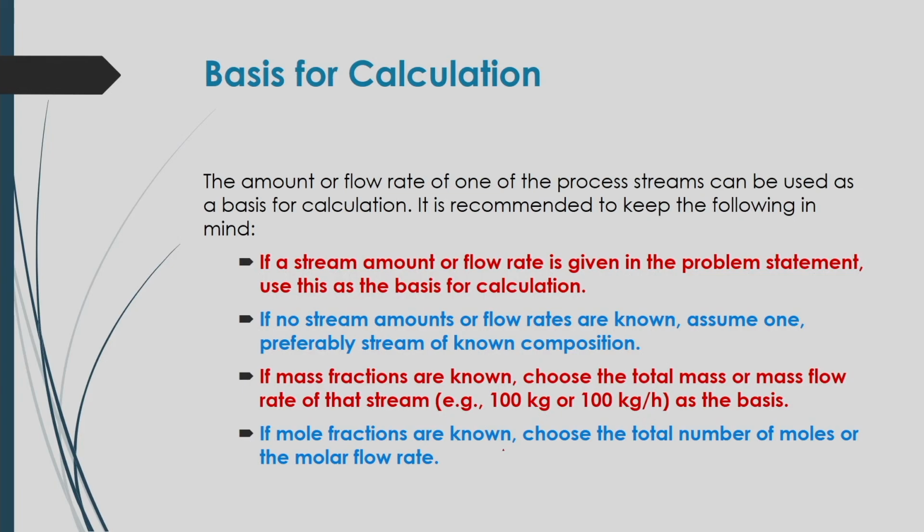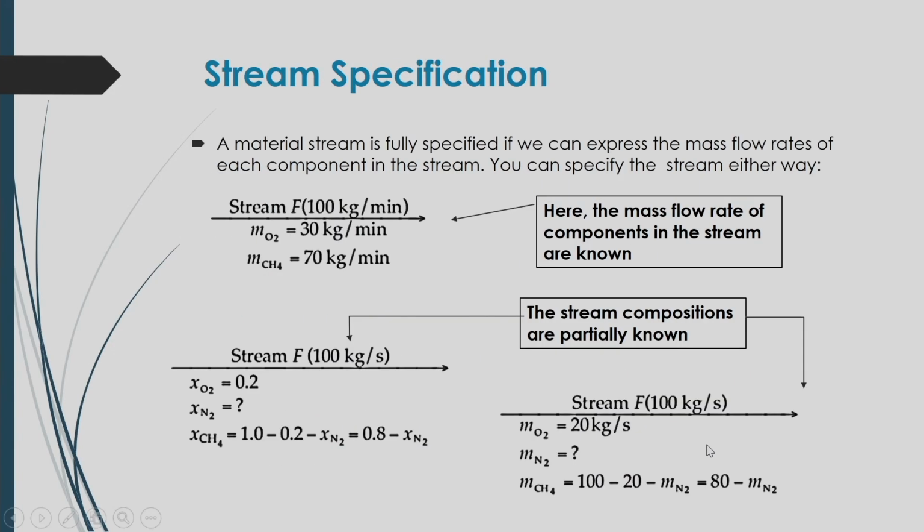If mole fractions are known, then choose the total number of moles or the molar flow rate. Earlier we have already described this: the streams will have known values, like 100 kg per minute as the basis, and the mole fractions will be like this.